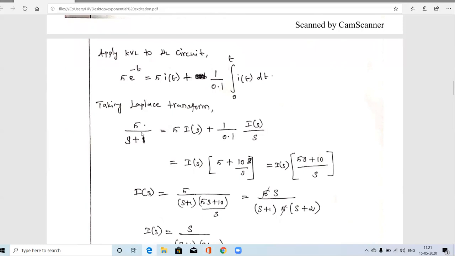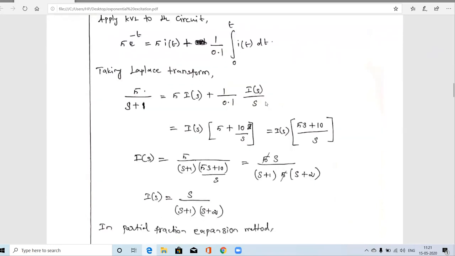So 5 into 1 by s plus 1, which is equal to 5 into I of s plus 1 divided by 0.1 into, what is the Laplace transform of integration of I of t? I of s by s. You know, in the previous problem in the RL circuit, the di of t divided by dt term is there. What is the Laplace transform of differentiation of I of t? S into I of s. What is the Laplace transform of integration of I of t? I of s divided by s. That is the difference: differentiation means s into the particular term, integration means the particular term divided by s.